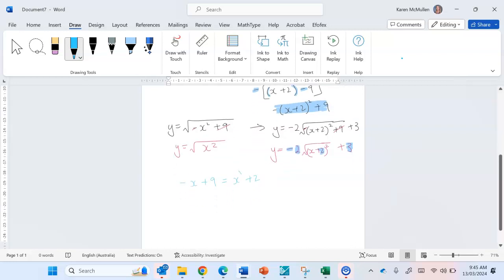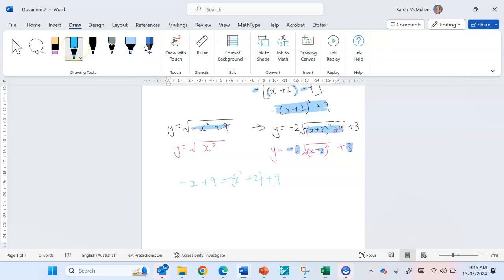Rearranging that, hold on, I forgot the 9. I knew I forgot something. X squared plus 2. Sorry, I forgot that negative and the +9. I was looking at the wrong one. So we're just copying what is underneath this square root sign here.